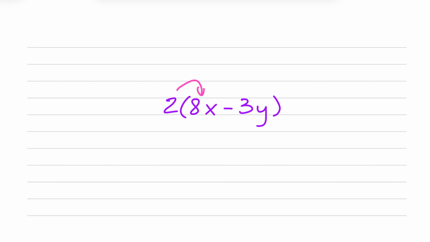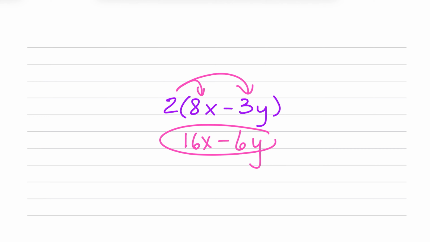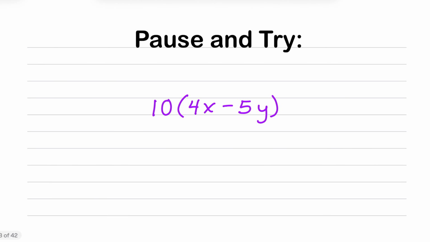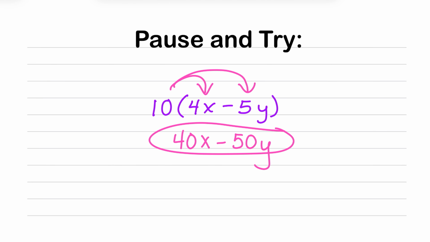One more time, we're going to use the arrows. 2 times 8x gives us a 16x. 2 times negative 3y gives us negative 6y. Same answer, 3 methods. Now it's your turn. Please pause and try. 10 times 4x gives us 40x. 10 times negative 5y gives us negative 50y.